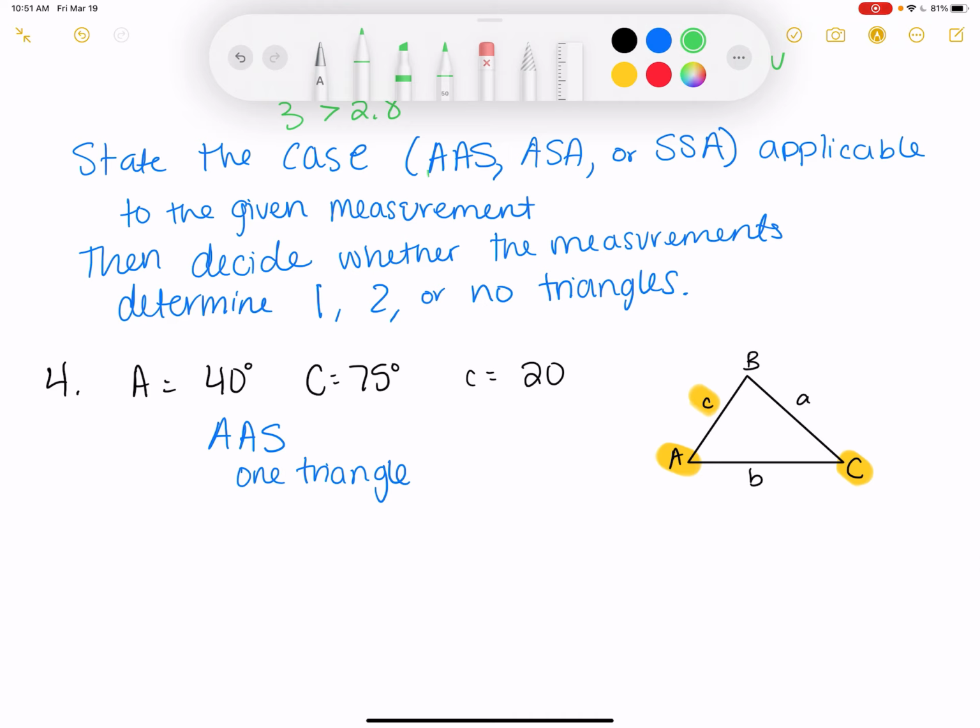Okay, these first 2 options always give 1 triangle. Then this one gives none, one, or two. That's the mean one, the one we don't like.